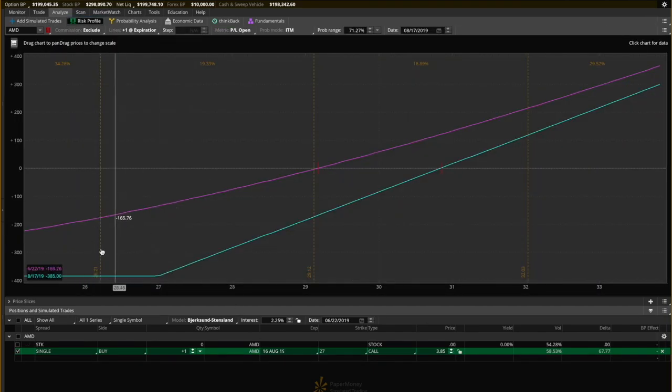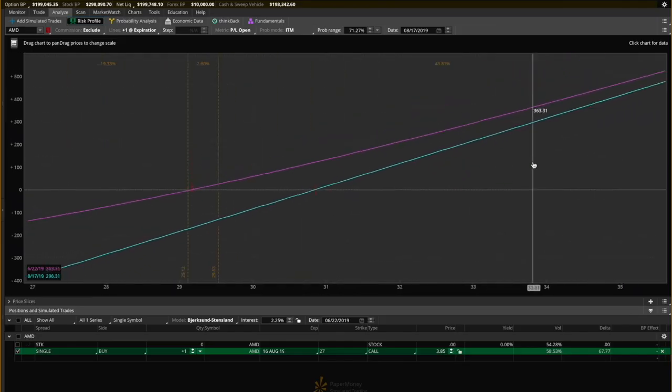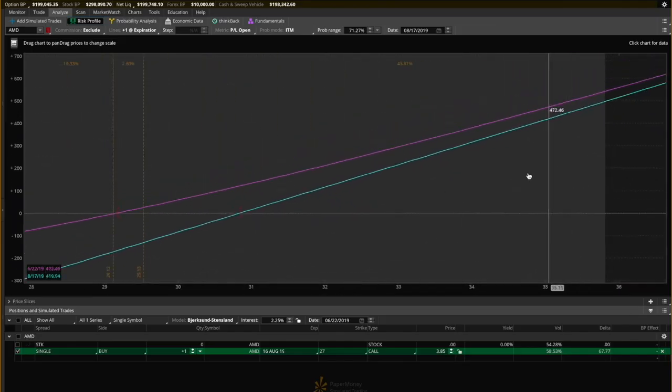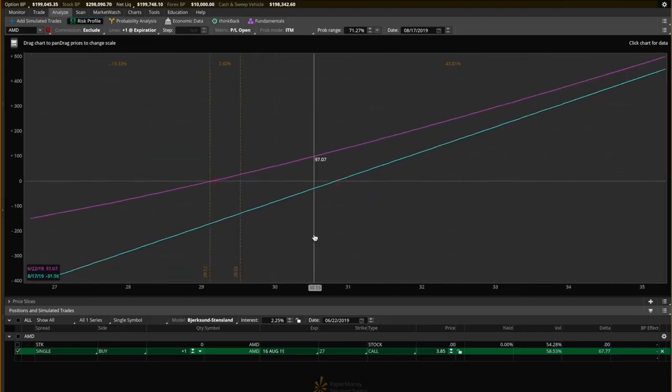Your max risk that you can incur is $385, which is what you paid. But as you can see, your profit potential is virtually unlimited as long as the stock keeps going up. But remember, there's always that expiration date that is working against you. Time decay is not in your favor. So I just wanted to show you how this looks on the actual Thinkorswim platform.